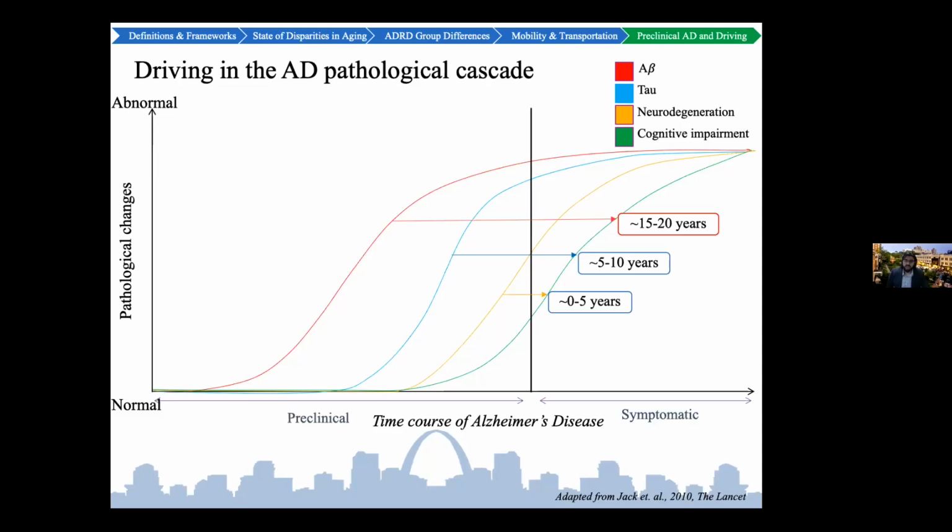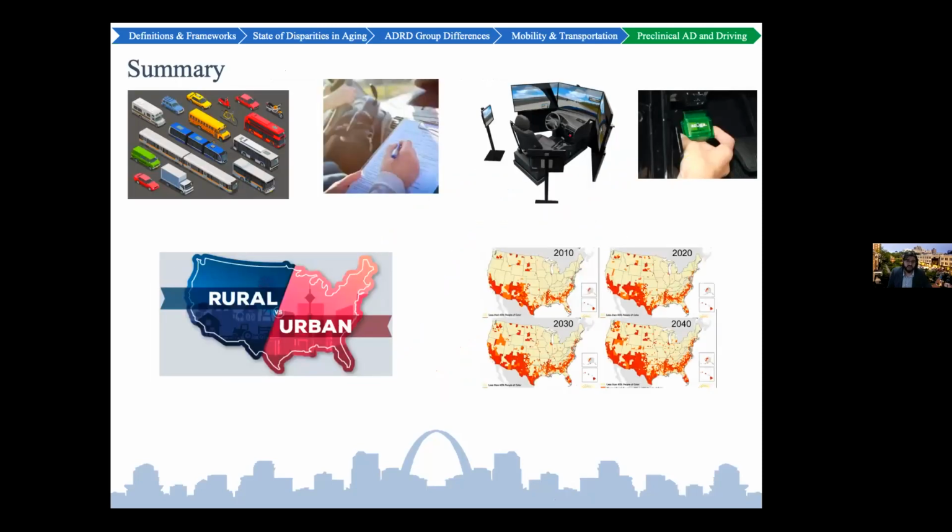Our current working model right now is we're putting driving as a neurobehavioral marker to be roughly in the 4 to 7 years before cognitive impairment. And so it is a working model. We certainly hope to revise this and to examine other biomarkers, in addition to social determinants of health, to look at how they ultimately impact driving itself.